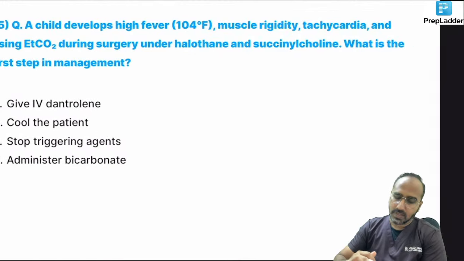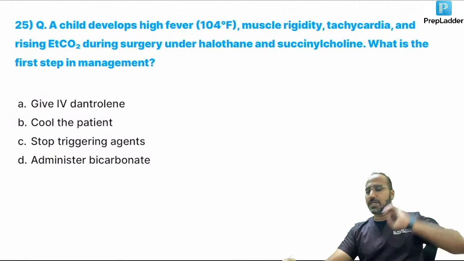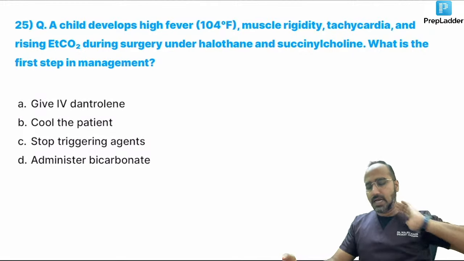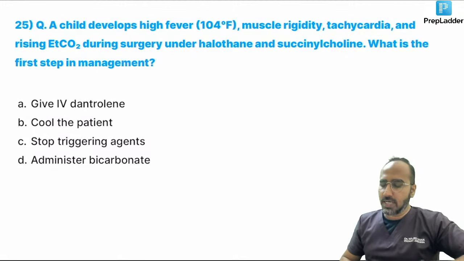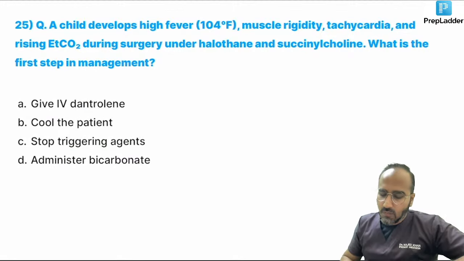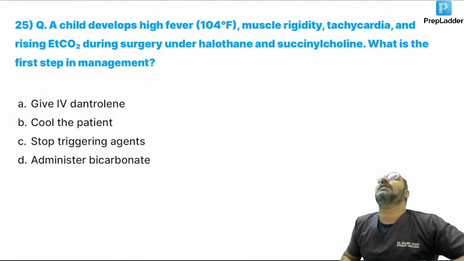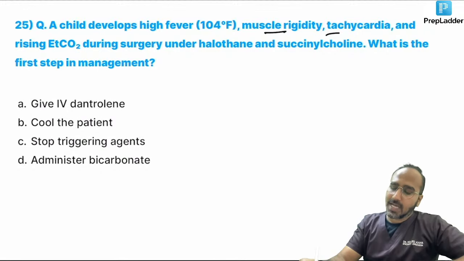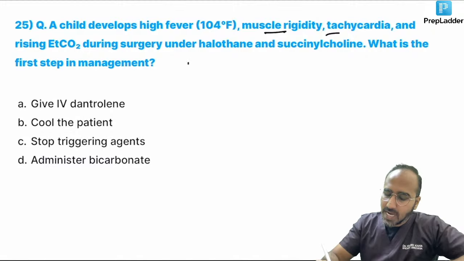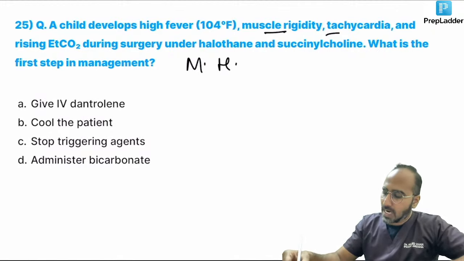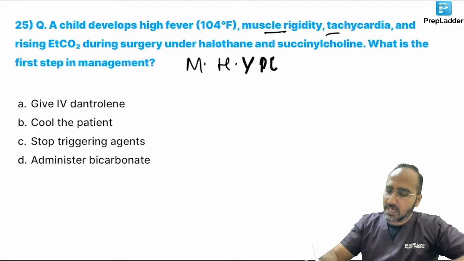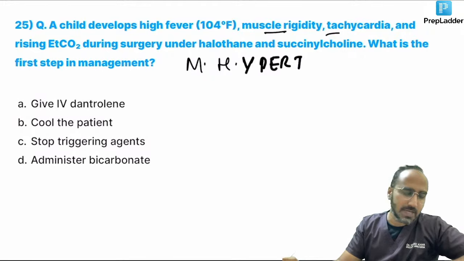Next. Okay. A child develops high grade fever, muscle rigidity, tachycardia, and rise in EtCO2 during surgery under halothane and succinylcholine. What is the first step in management? Guys, patient is developing a high temperature, muscle rigidity, tachycardia. All these are pointing towards what? All these are pointing towards a diagnosis of malignant hyperthermia.